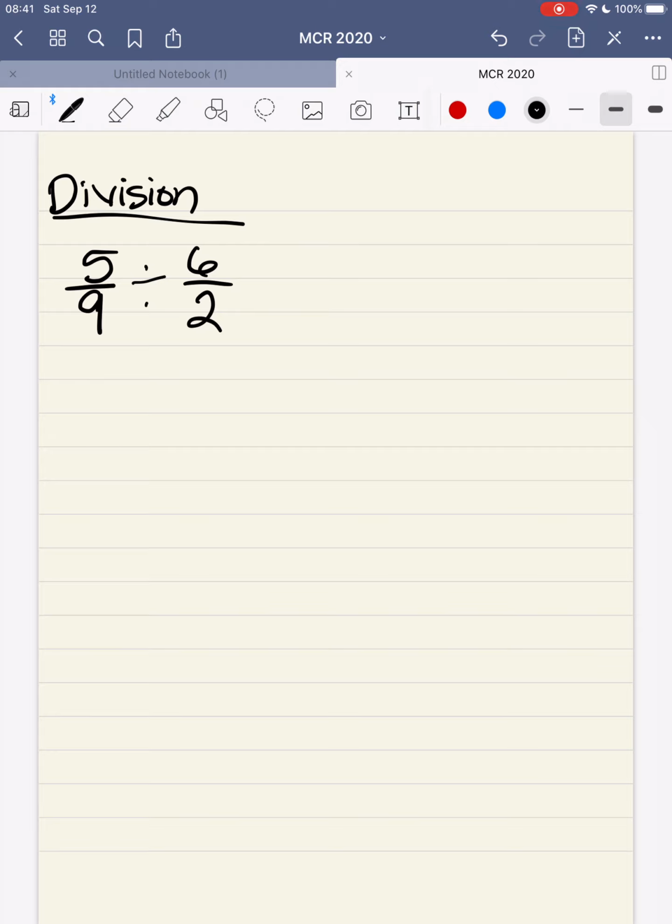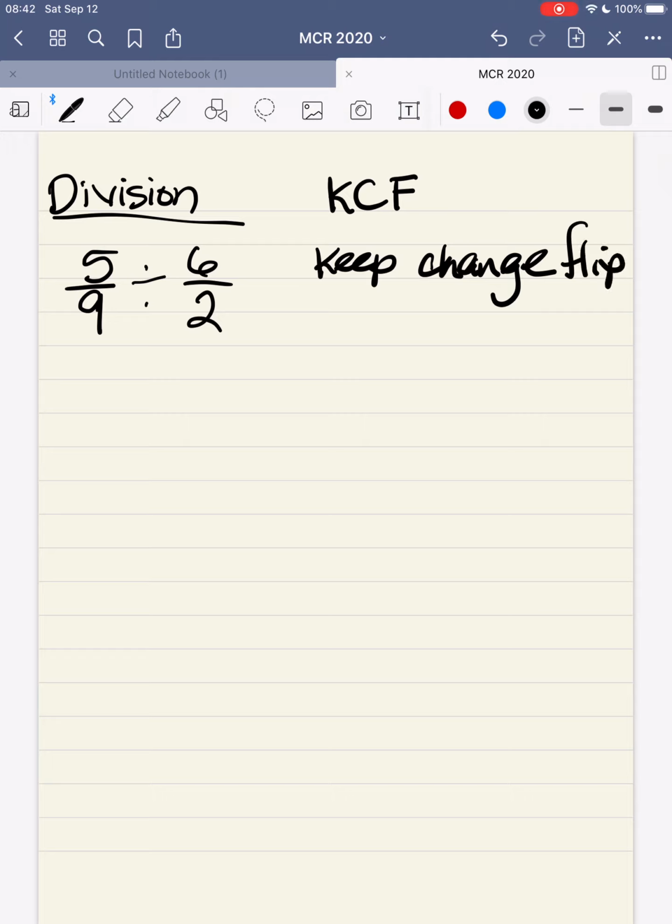Okay, when I have division of fractions, first of all, do not simplify at this point. Okay, first thing you got to do is something we call KCF. KCF stands for keep, change, flip. Okay, and when we do this keep, change, flip, we keep the first fraction the same. We change the division to multiplication, and we flip the second fraction over. Okay, and the second fraction, that's something we also call the reciprocal.